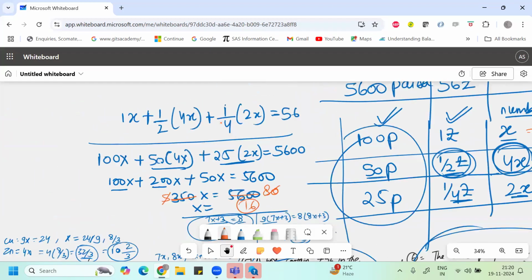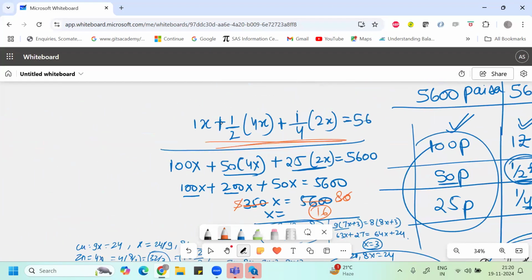Or if you want to solve in rupees only, this is 1x, then this would be 2x, 2x plus this would be 2 into 4... This would be x by 2. This is equal to 56. So this is 3x and this is x by 2, which means half. 3 plus half is 3.5, or if you solve it, you will get 7x by 2. 7x by 2 is 56. So what is x? 7 8s are 56, so x is equal to 16. So if x is equal to 16, you can find the 2x and 4x values.